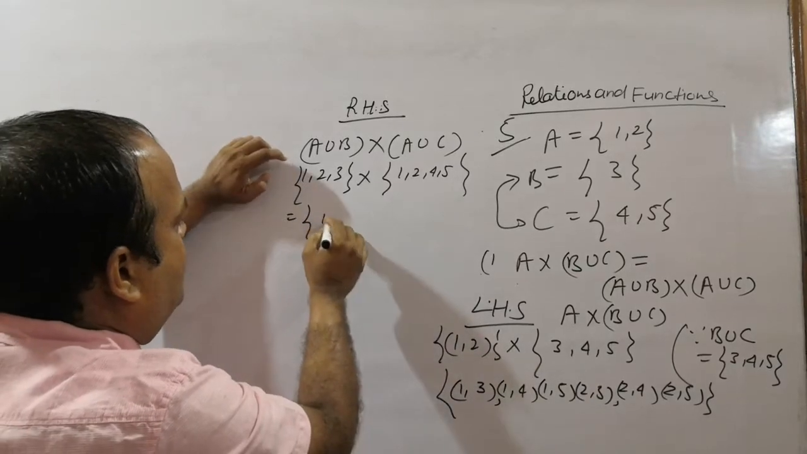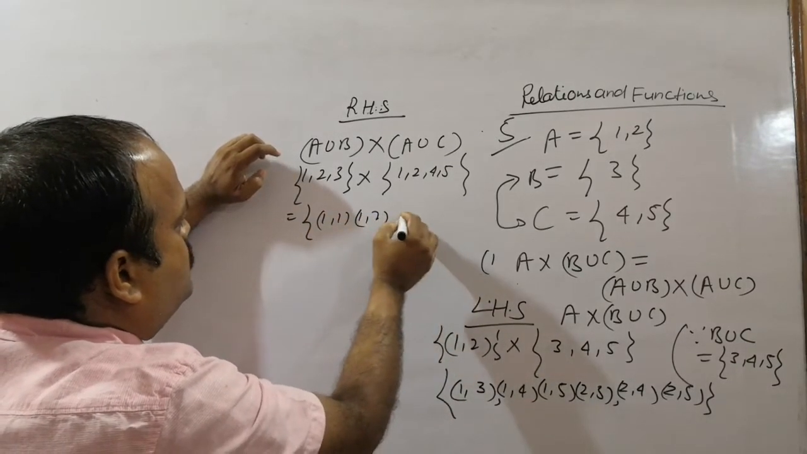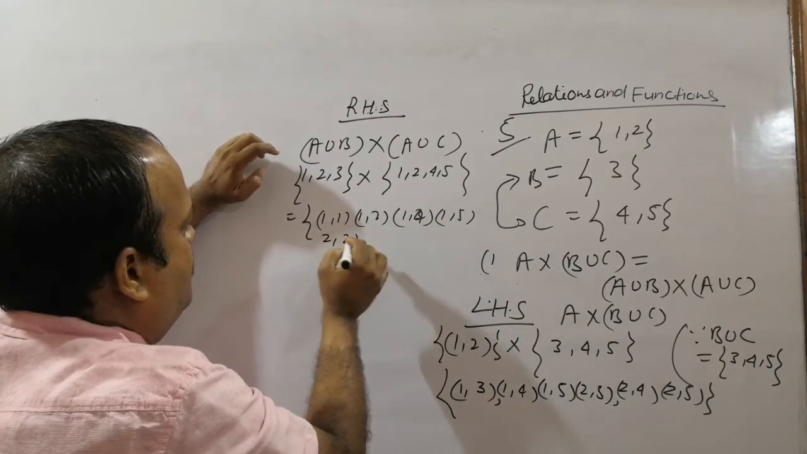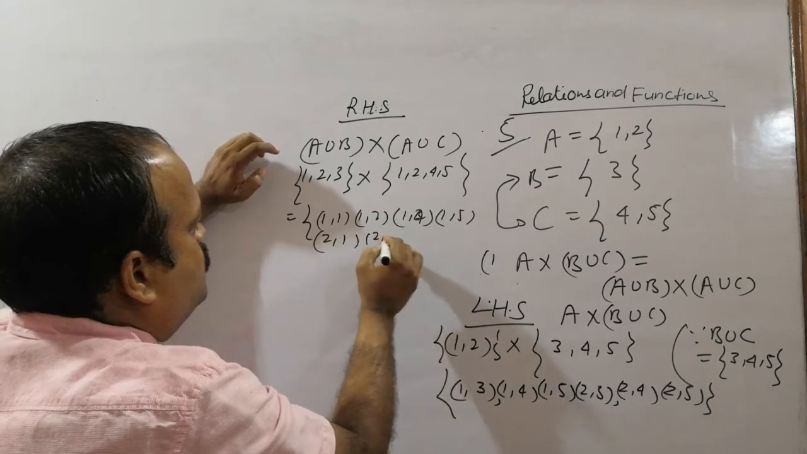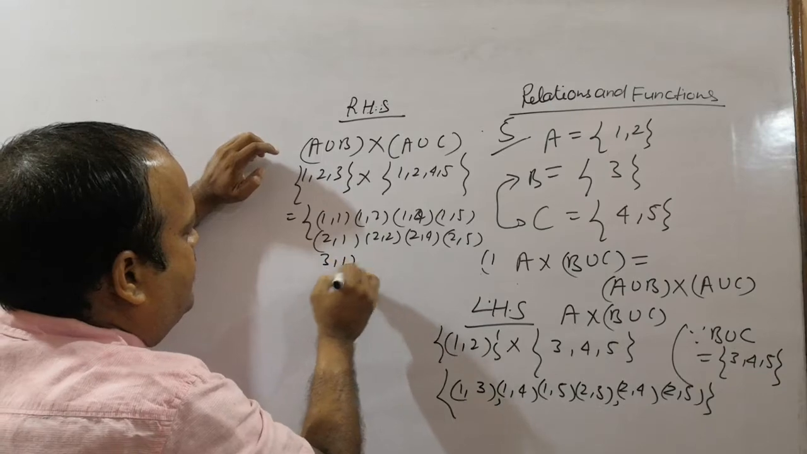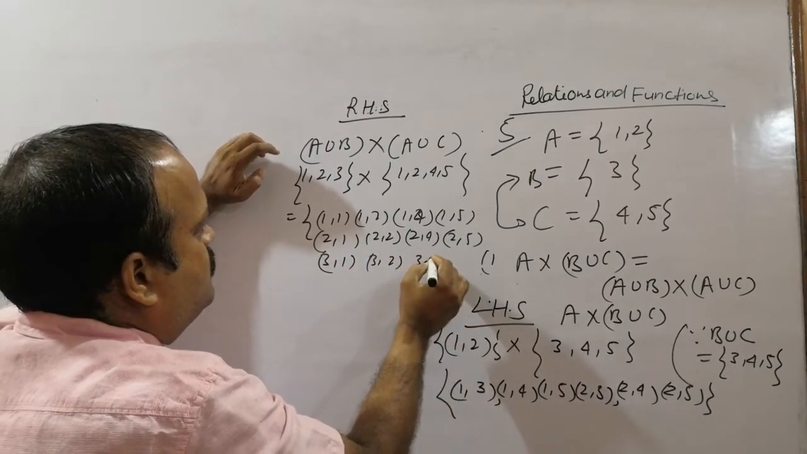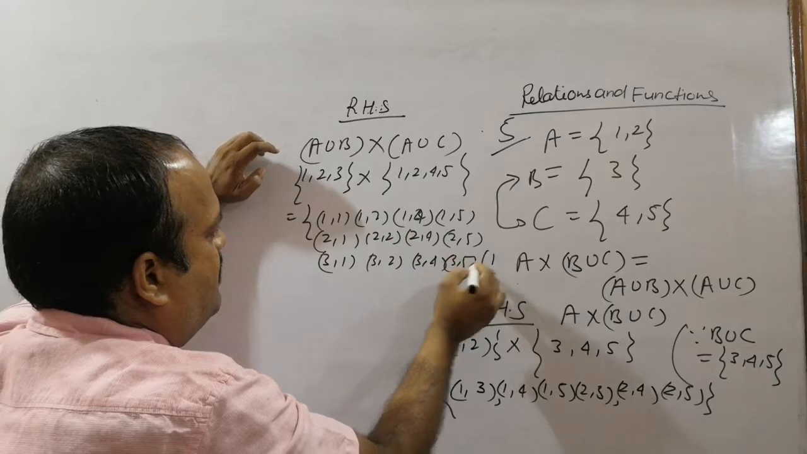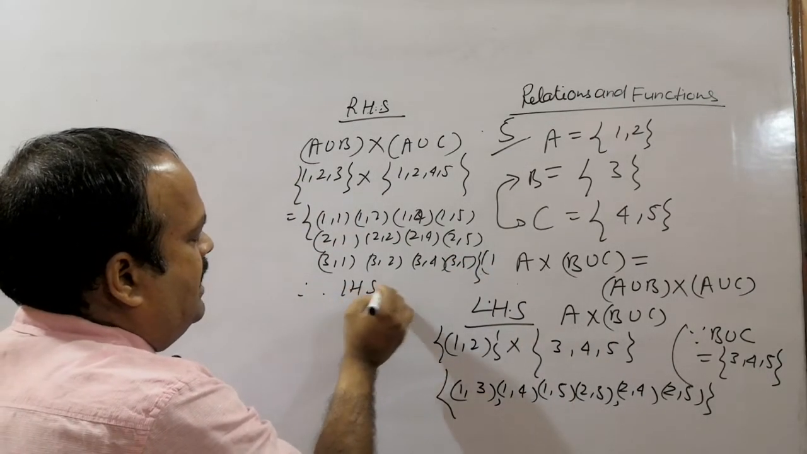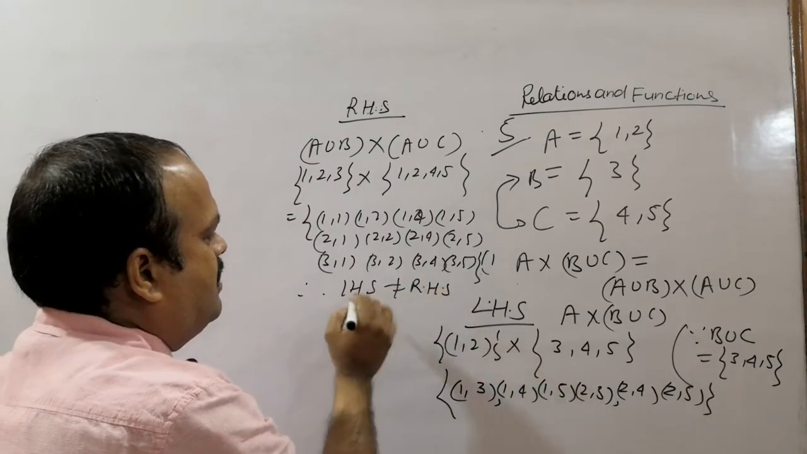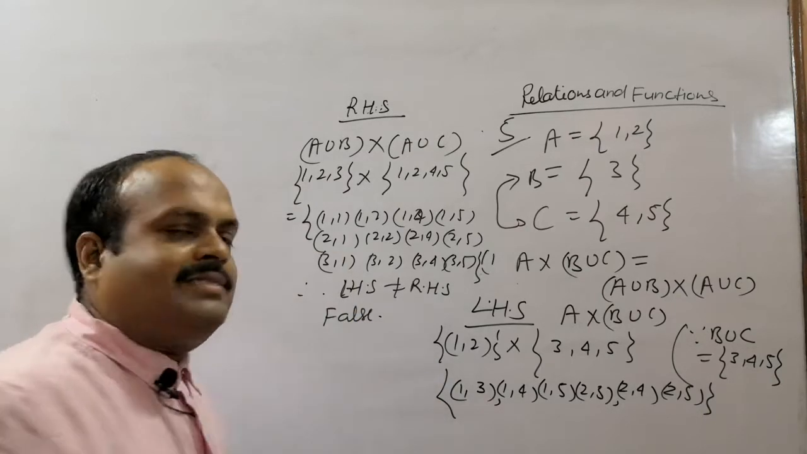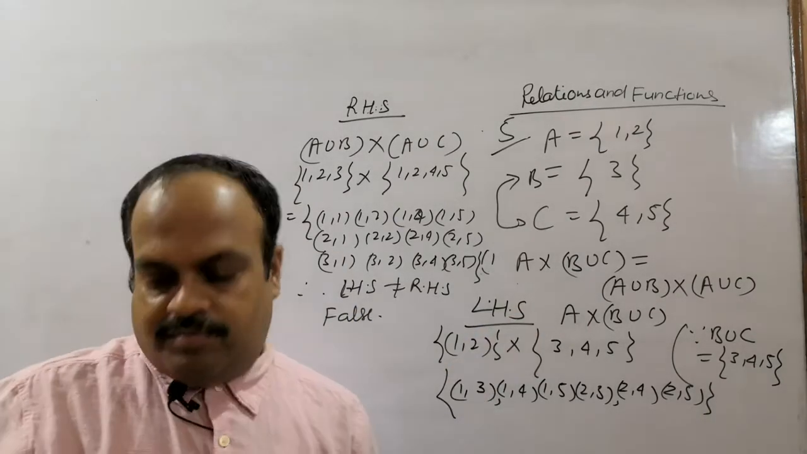So, we will get the elements as (1,1), (1,2), (1,4), (1,5), (2,1), (2,2), (2,4), (2,5), (3,1), (3,2), (3,4), (3,5), 12 elements. So, therefore, LHS is not equal to RHS, hence the statement is false. This is not true.